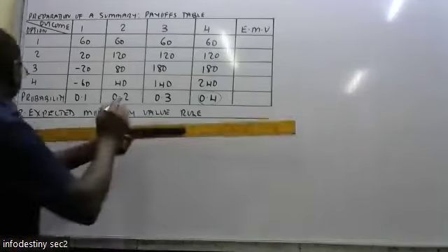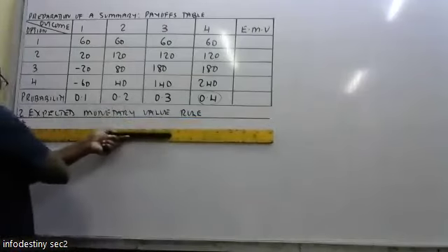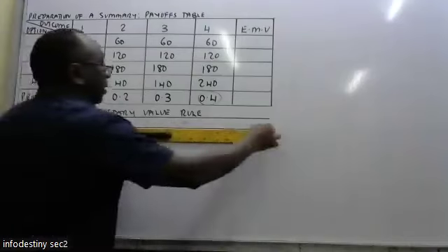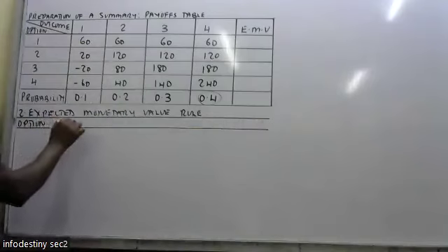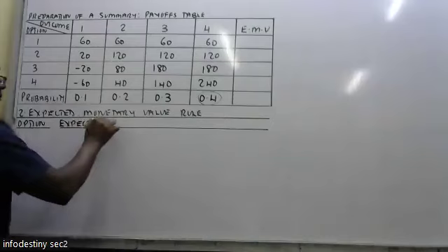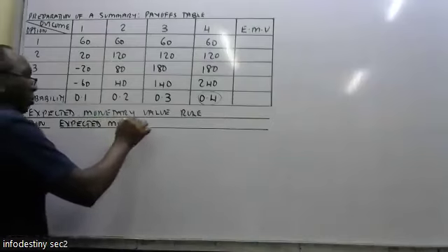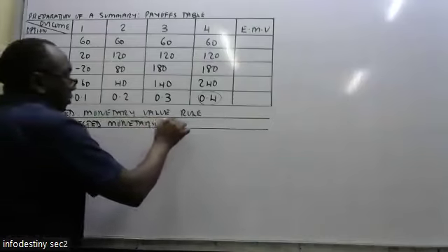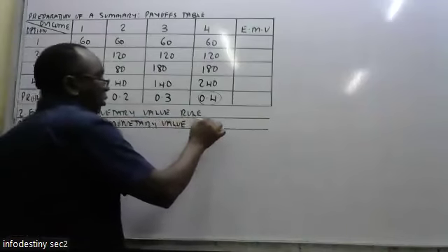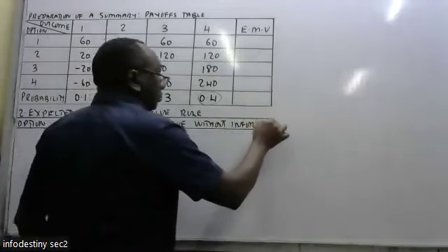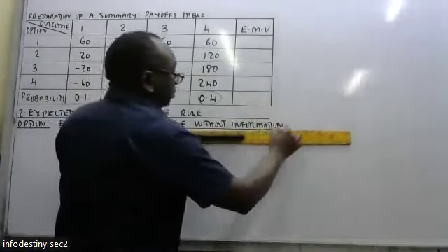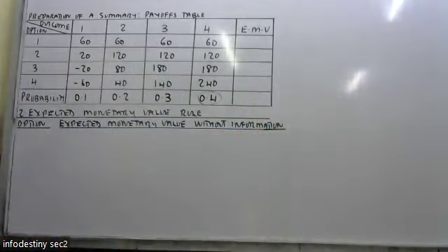Okay, so now we have the options here, and then we get the expected monetary value without information.